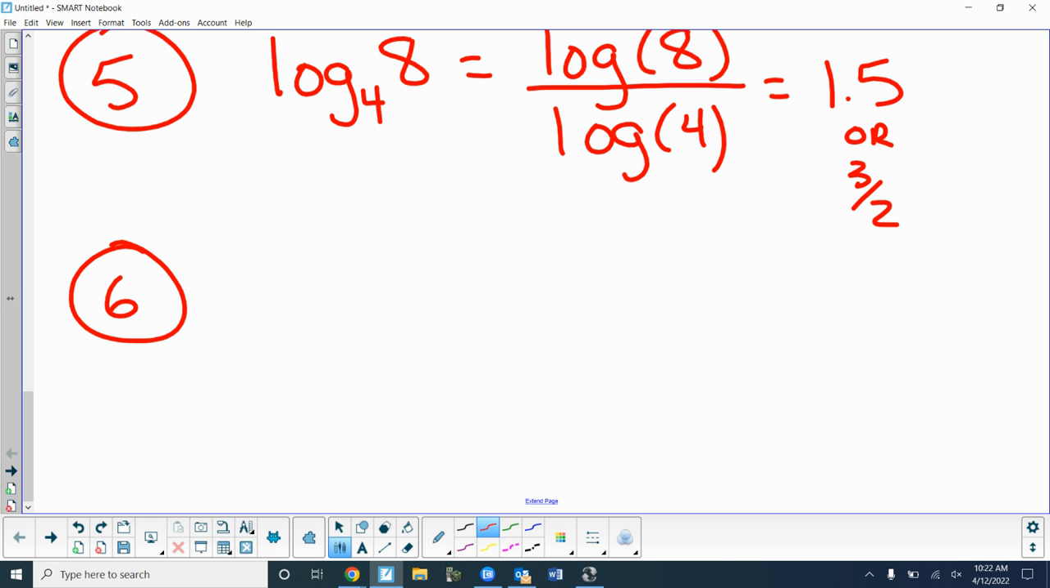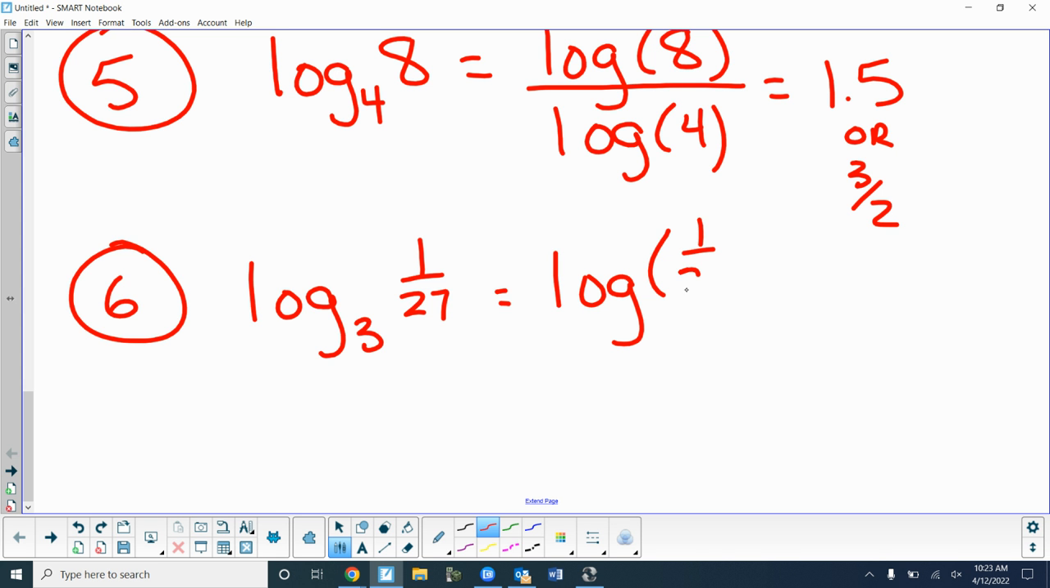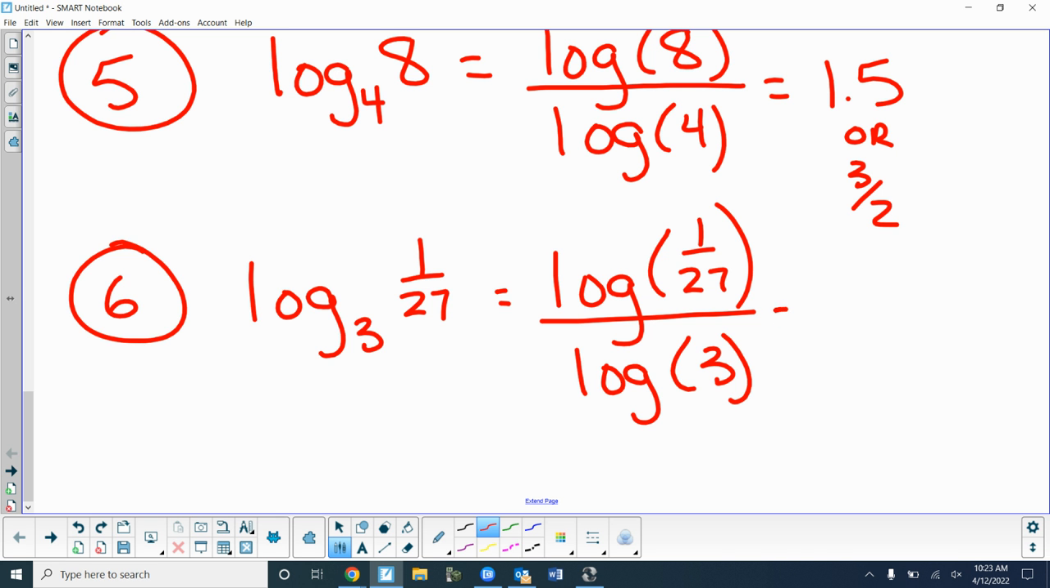So number 6, I have log base 3 of 127. So in the calculator, I'll put log of 127 over log of 3. And that's -3. When you put that in your calculator, anybody having issues putting that in your calculator? Just make sure you close off your logs when you do that. Because when you hit log, it always gives you that left parenthesis. Make sure you close it off. Okay? Should not miss 5 or 6.